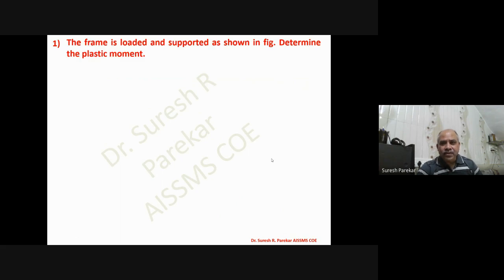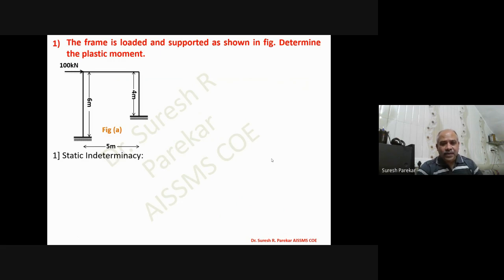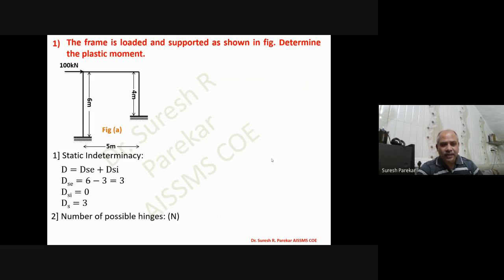Now first, the frame is loaded and supported as shown in the figure; determine the plastic moment. We have 6 meters and 4 meters as dimensions of the columns, and the beam is 5 meters. The first step is static indeterminacy. We have DSE as 6 minus 3, that is 3, and DS as 0 because it is an open loop structure. So total DS is 3.